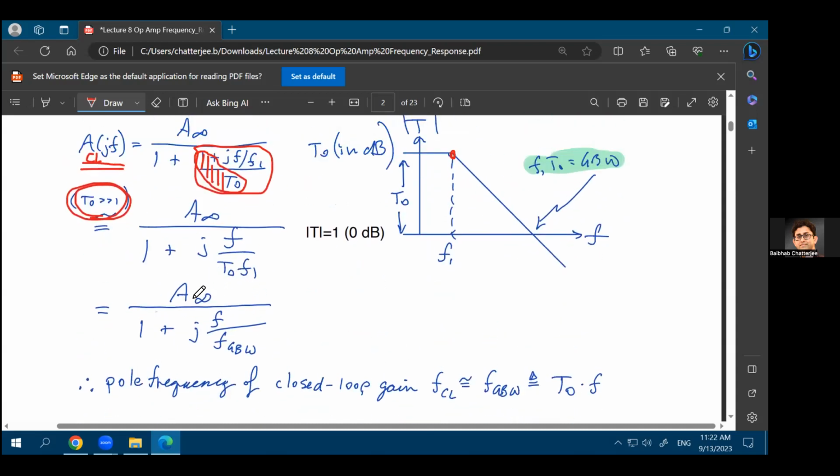Now this you can write as A infinity divided by 1 plus j times f over f gain bandwidth product. Why are we calling it the gain bandwidth product? Because this is T naught times f1. So the gain bandwidth product is basically T naught times f1. That's what we have replaced here in the previous equation. So what is T naught times f1? You already know T naught is A naught times beta. So A naught times beta times f1.